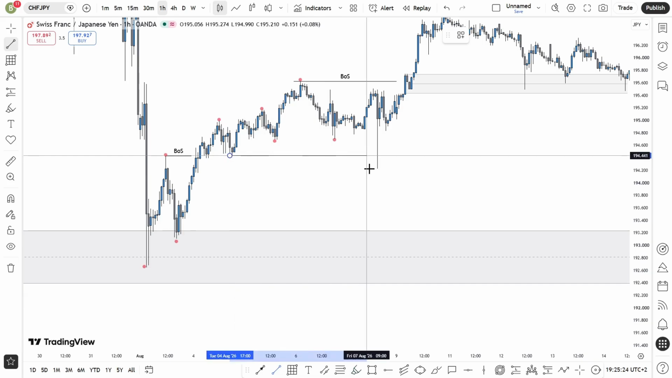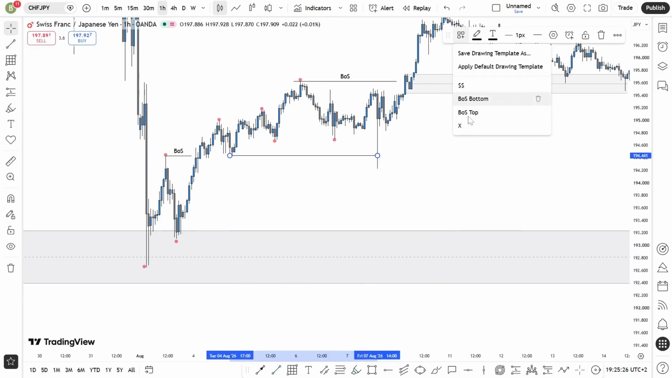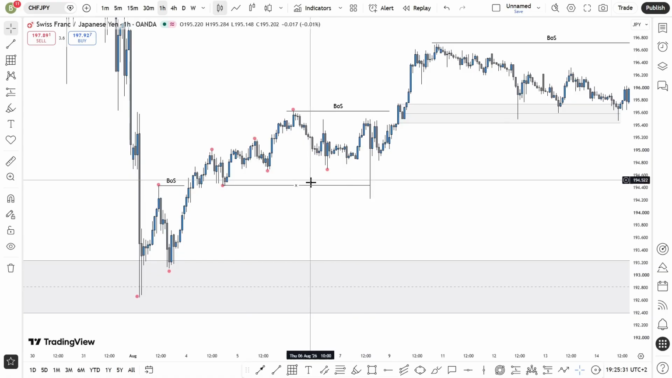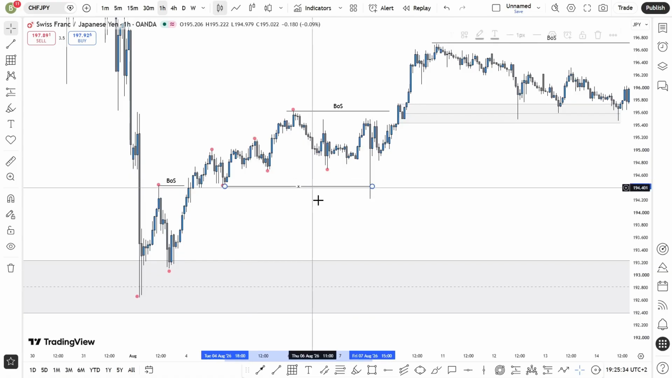So I'm going to do this. This was a grab of liquidity. There is nothing much to it. As you can see, we didn't break any structure. This area here, this wick creation here, was just a grab of liquidity.